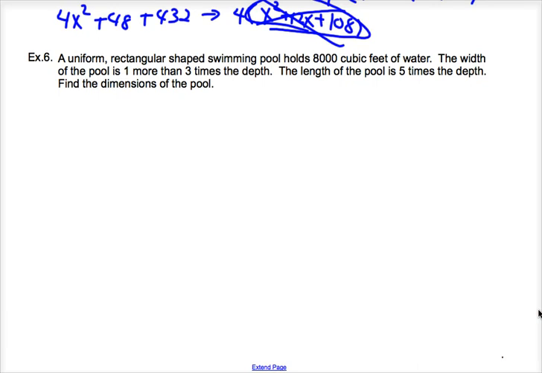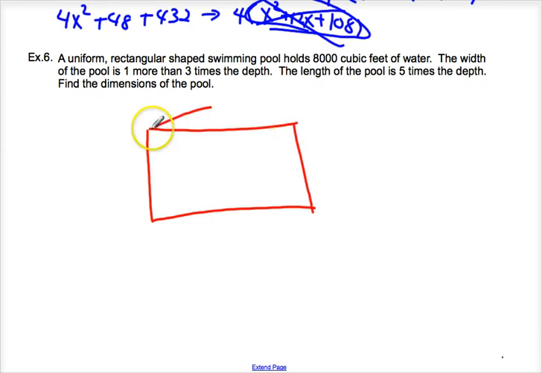Example 6, basically the same thing. I've got a rectangular shaped swimming pool, so we're just talking just like we just did there with a rectangular solid. It holds 8,000 cubic feet of water, so its volume is going to be 8,000. The width of the pool is 1 more than 3 times the depth. So we're talking about the depth. We're comparing to the depth, so I'm going to have my depth be x.